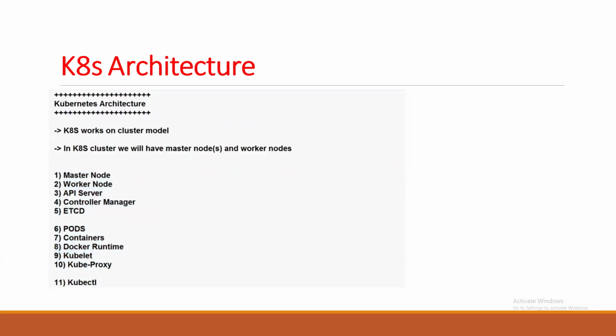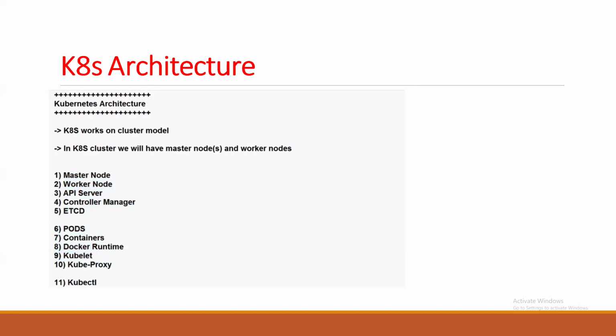Now, the architecture of Kubernetes. Kubernetes works on a cluster model. In a Kubernetes cluster, we will have master and worker nodes. What is a cluster? A cluster is nothing but a group of nodes.